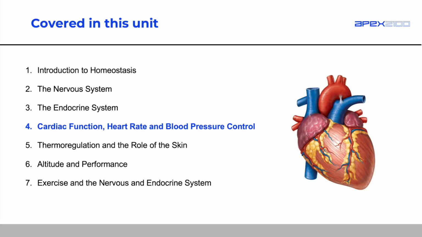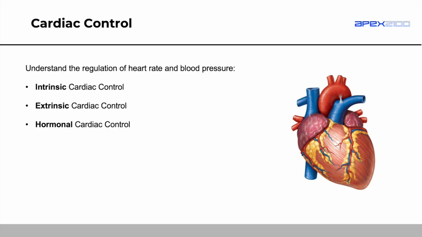Okay, we're now going to have a look at cardiac function, so how the heart functions, heart rate and blood pressure, and what those are controlled by. We have been over some of this previously, so it'll be a little bit of revision and maybe a little bit of new content as well. So within this, we're going to look at intrinsic cardiac control. So this is mechanisms inside the heart. Extrinsic cardiac control, which is outside of the heart, are the things that are controlling our heart rate, our blood pressure, that are outside the heart, and then also hormonal cardiac control as well.